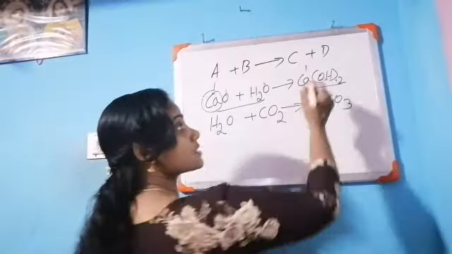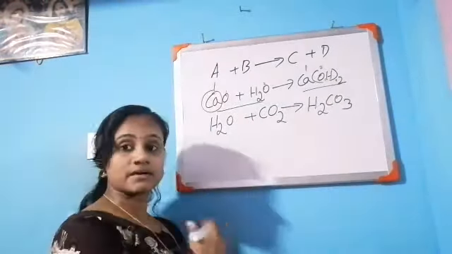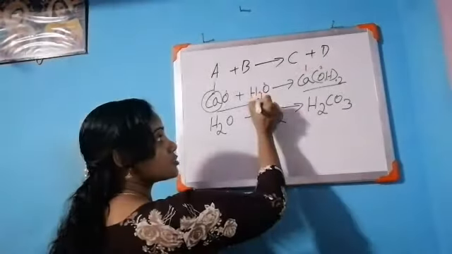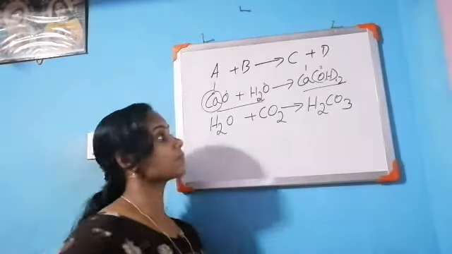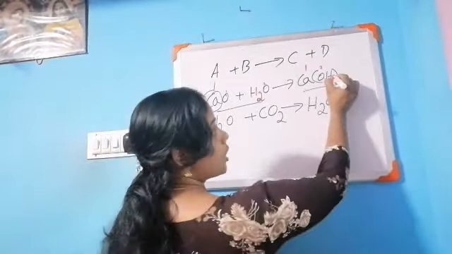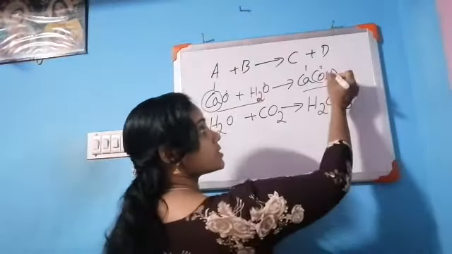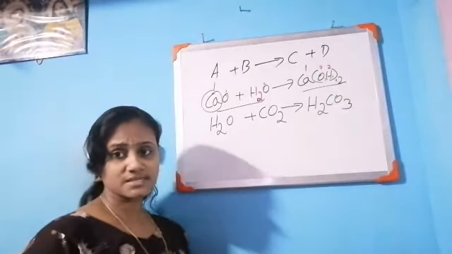So how many oxygen? 2. Then on the right side, how many hydrogen? 2. So in the product side, 1 into 2. So how many hydrogen? 2 hydrogen. Is it clear?